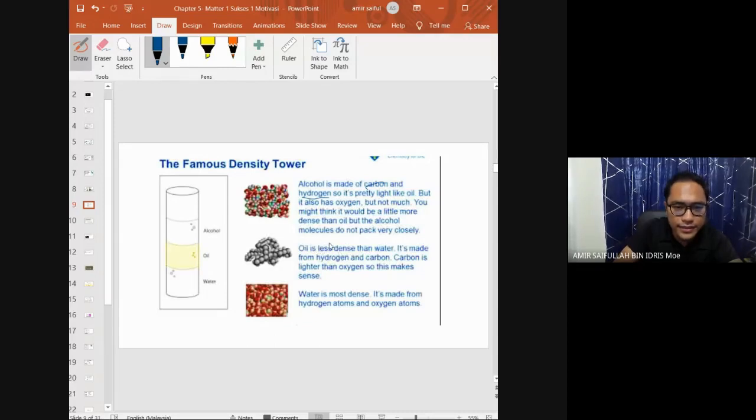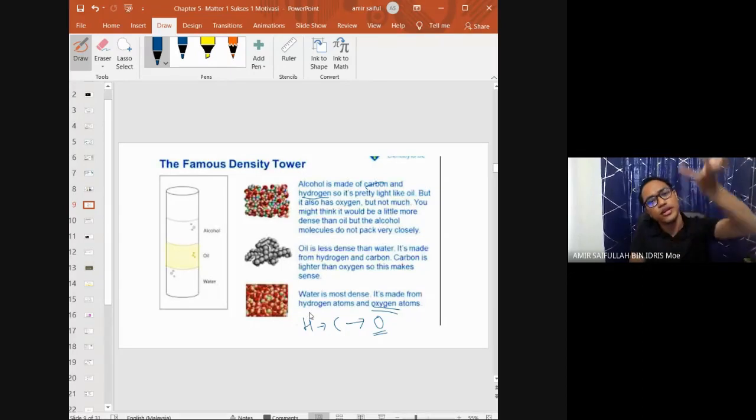And it does not have oxygen. Oxygen actually has more mass. And then oil is in the middle and water at the bottom. Because water has oxygen, it is the most dense, because oxygen has more mass than hydrogen. So hydrogen followed by carbon followed by oxygen. Oxygen is the most dense, hydrogen is the least dense. That's why to float a balloon, you will use hydrogen or helium because they are very light. That's why they can float in the air.